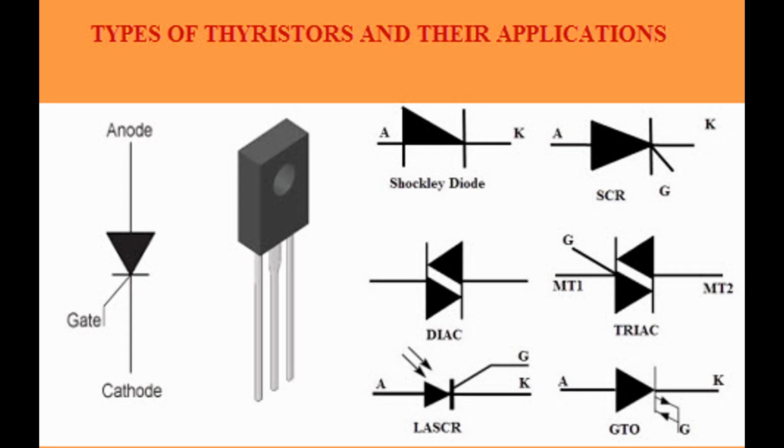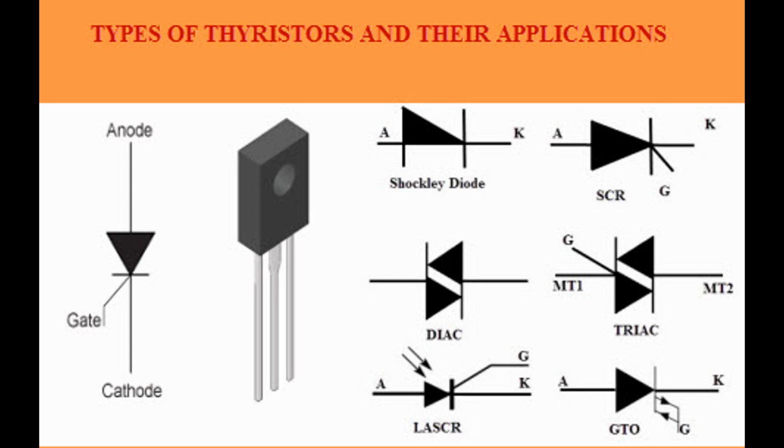Structure and operation. Structure. Layers. Similar to the SCR, the GTO has a 4-layer p-n-p-n structure. Terminals. It has 3 main terminals. Anode, A, connected to the outer p-type layer. Cathode, K, connected to the outer n-type layer. Gate, G, connected to the inner p-type layer.